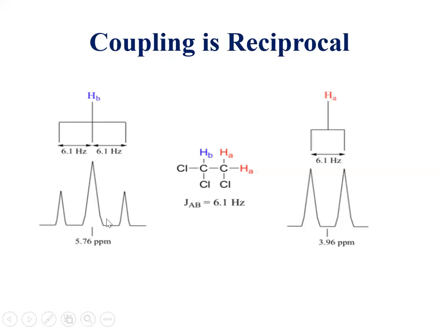Okay, is it clear? Now we are discussing here that coupling is reciprocal, meaning these protons are coupling with these protons. In the same way, this proton is also coupling with these protons. In this situation, we get the same value of coupling constant. You can see the coupling constant, the distance between the centers of these two peaks in the doublet, is 6.1 Hertz. In the same way, the distance in the triplet, meaning the distance between the centers of two consecutive peaks, will be 6.1 Hertz also. This is called coupling is reciprocal. Is it clear?